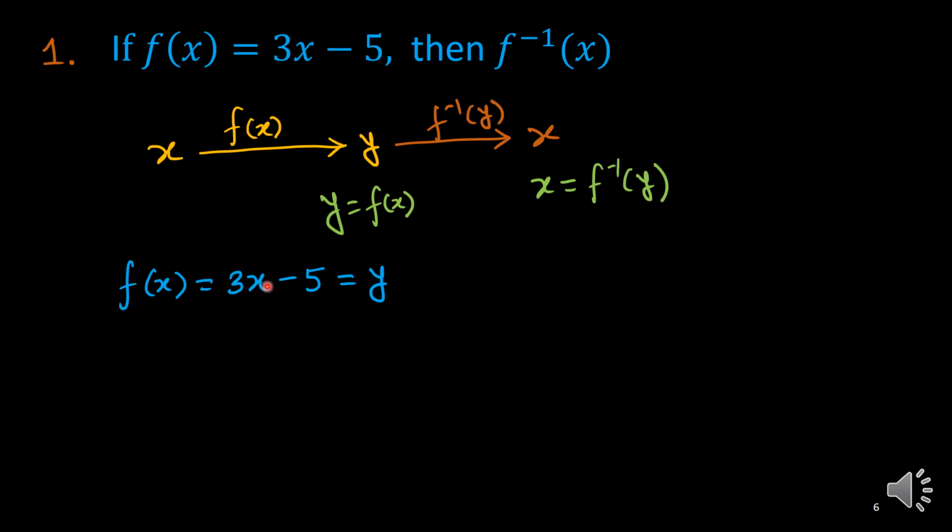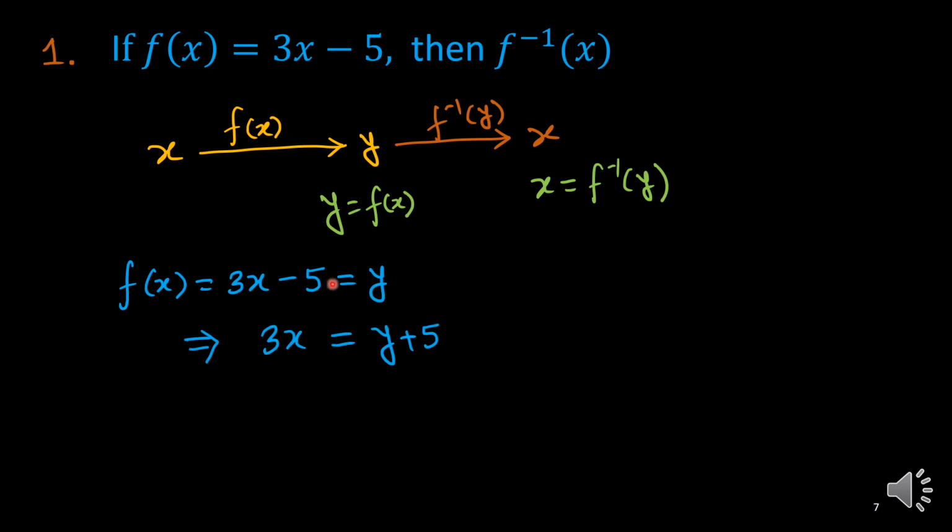In other words, we'll start with one function f of x. So this is 3x minus 5. I'll assign this value as y. Then I try to find the value of x in terms of y, and that function is nothing but the inverse function. That's very simple. So I'll try to extract the value of x in terms of y.